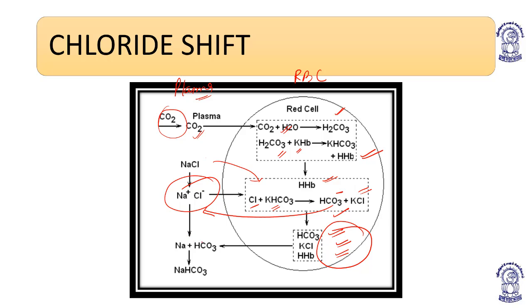Understood? This is the buffering action of HCO3 minus. It acts as a buffer and maintains the pH. Now, this is the Hamburger's chloride shift or chloride phenomenon.